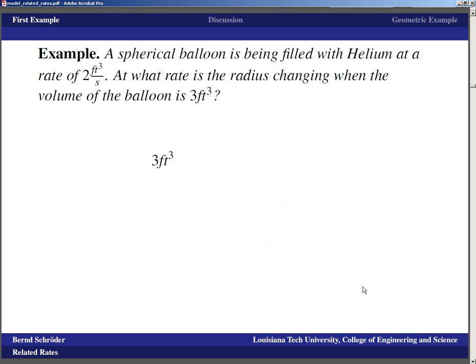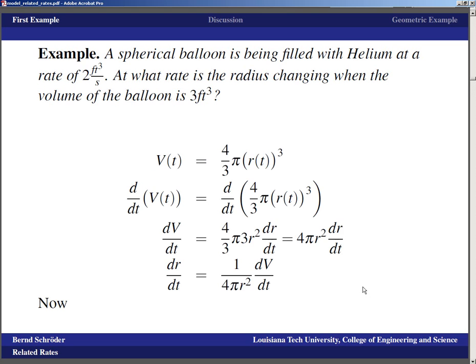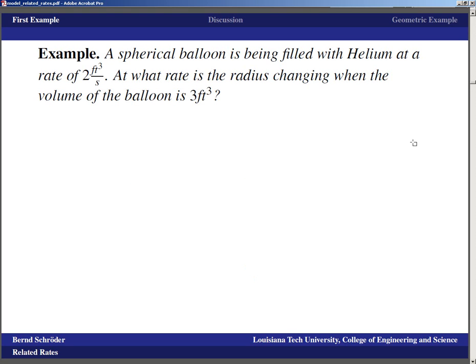And that means now we can just plug in the numbers. 3 cubic feet is the volume, right? We have to find the radius too, right? Because if we're looking at what we had here, we need r and we don't have it. Okay, well, we can find that.